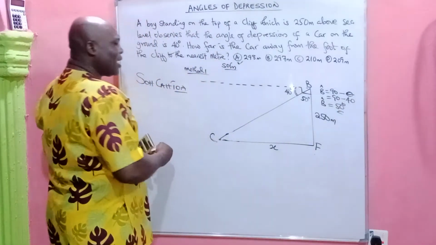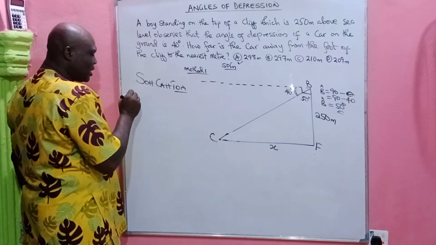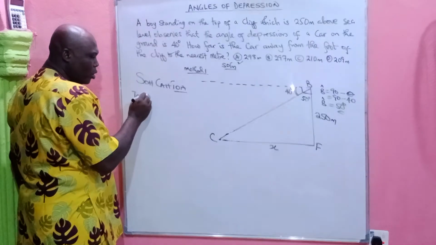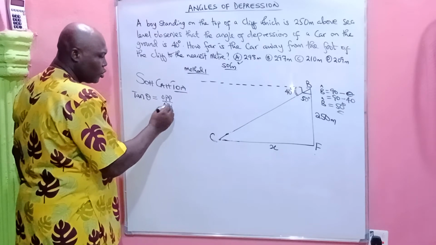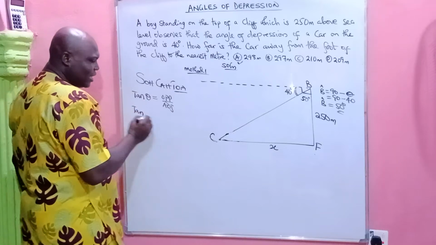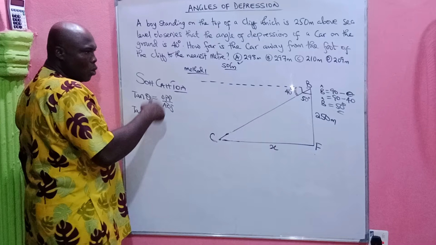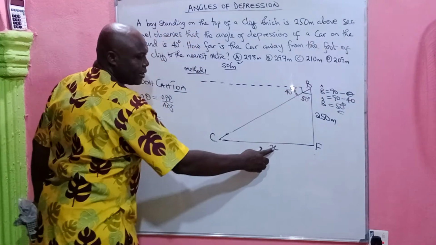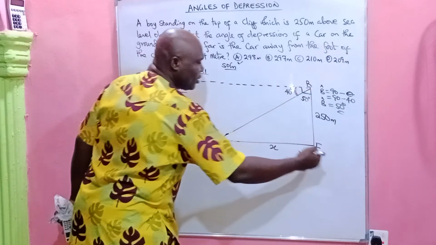So opposite and adjacent, we are still using tan. We are not using 40 degrees again. So the angle theta will be equal to opposite over adjacent, which gives us tan of theta, now 50 degrees, will be equal to opposite. The opposite to this place is x, all over the adjacent, which is 250.